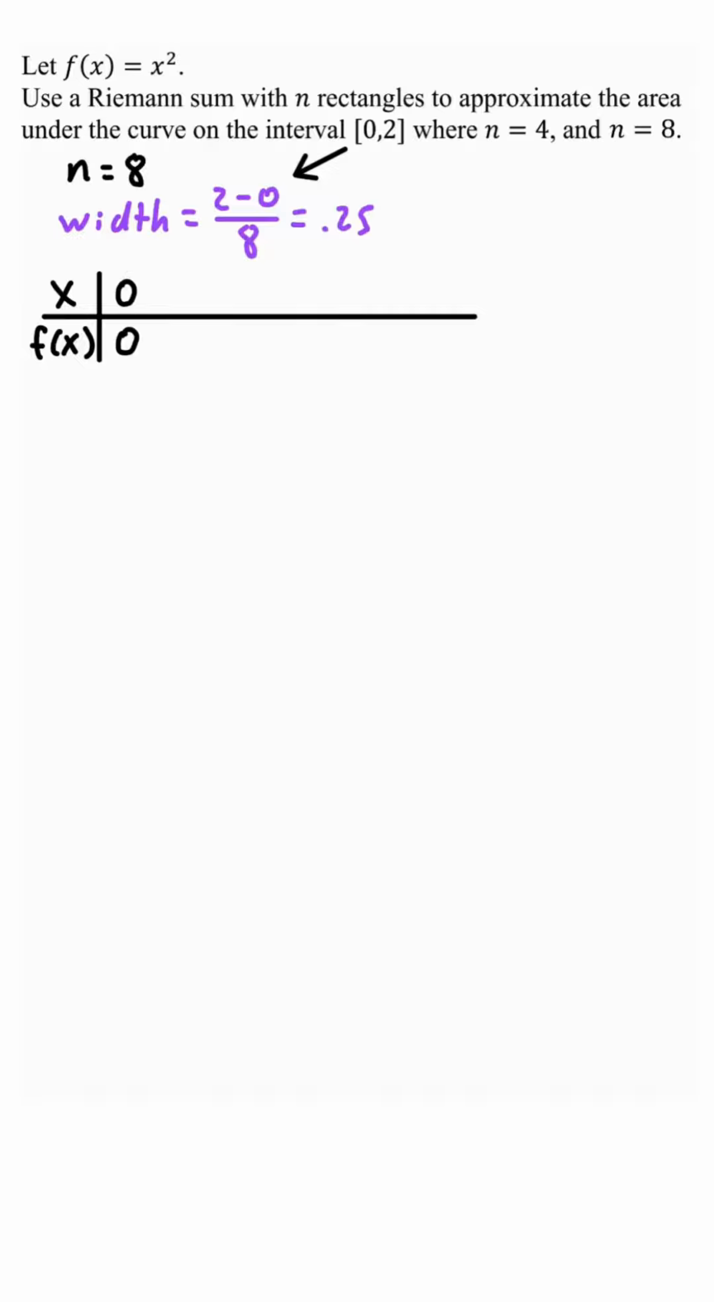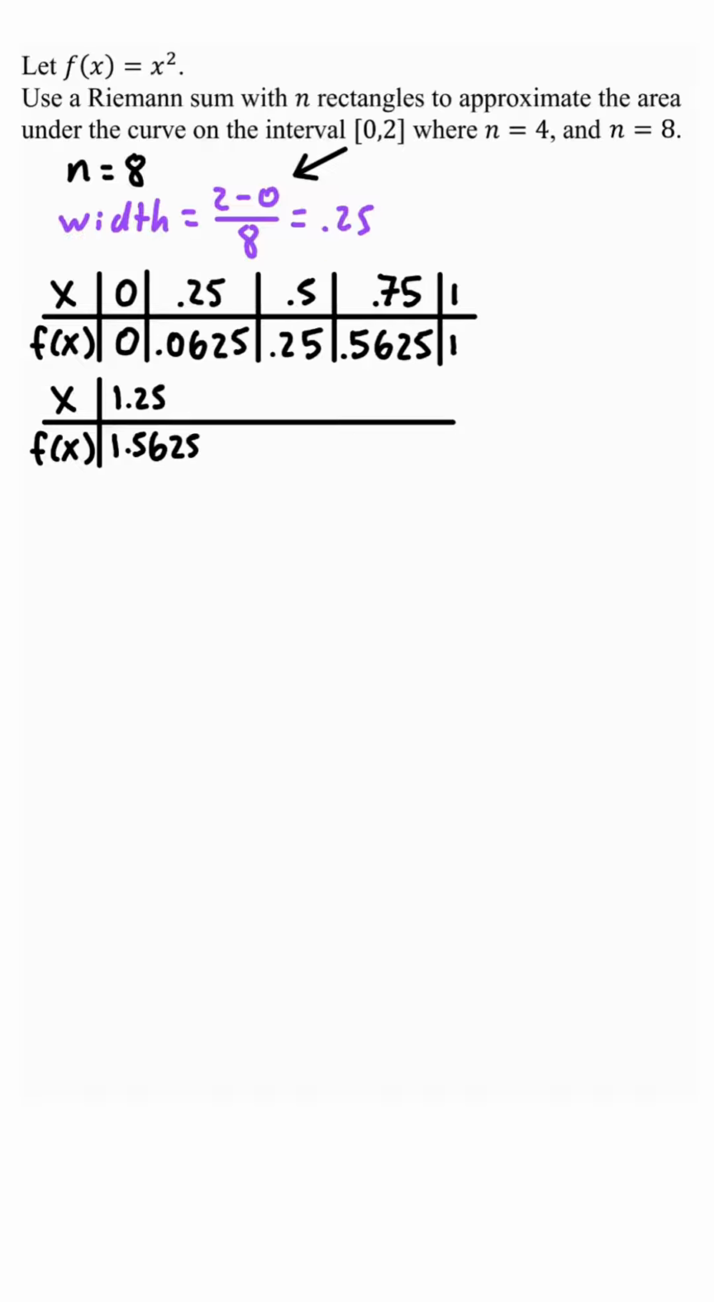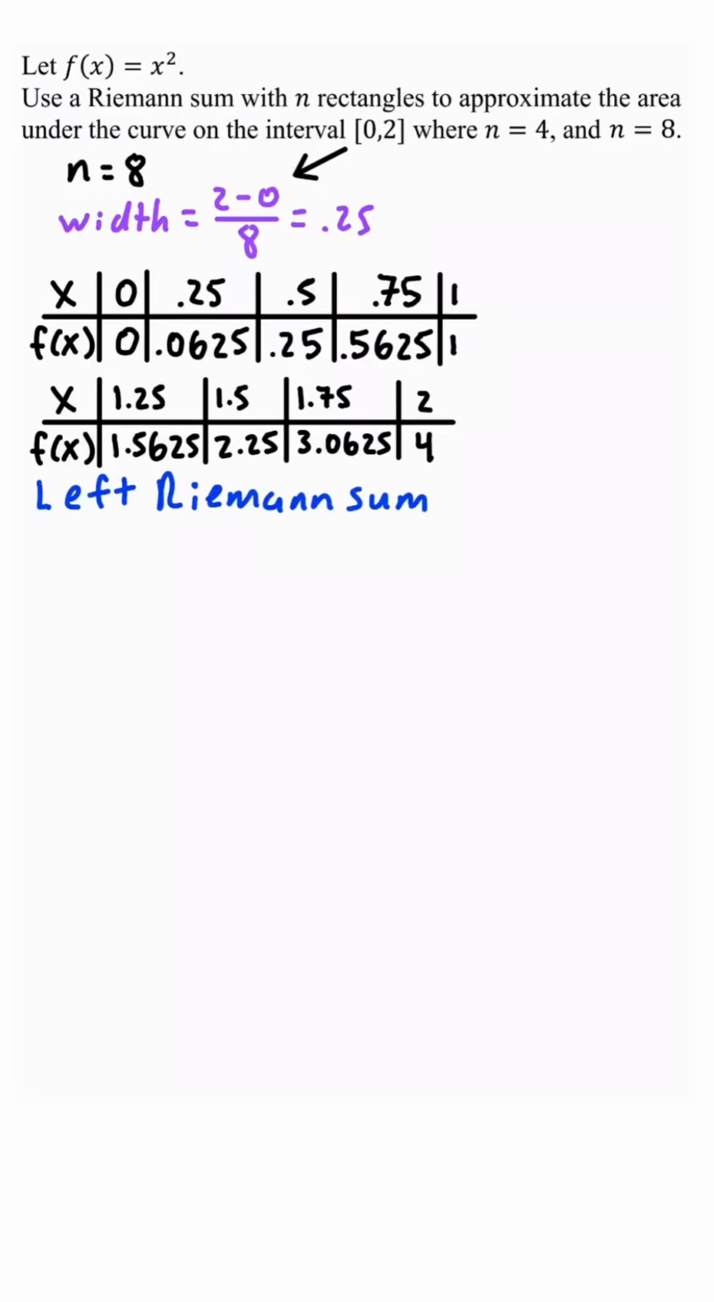We're going to start at x equals 0, where our interval starts, find our corresponding f of x value, and then for the x values, we're going to add increments of 0.25, and we're constantly going to add it until we get to x equals 2, which is where our interval ends, and find the corresponding f of x values. For the left Riemann sum, we're going to use the 8 left f of x values.